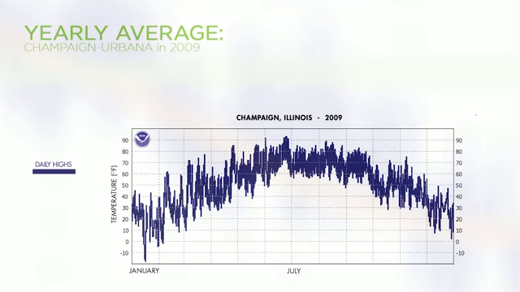That's about 25 degrees Celsius. And even in the warmer months, there was a large amount of variation. Some days in June had highs that were 30 degrees Fahrenheit higher than other days.